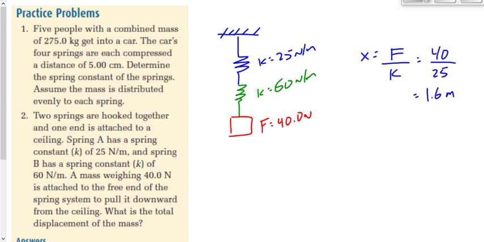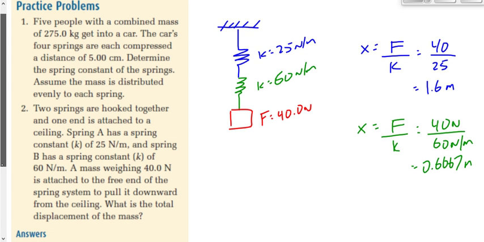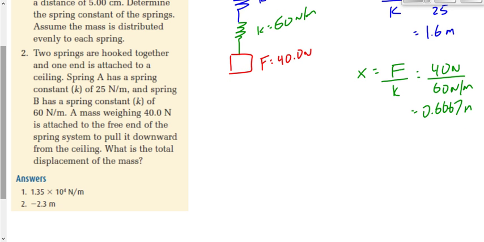And then we're going to say for the green one here, X is equal to F over K. F would be still 40 newtons divided by K, which is 60 newtons per meter. That's going to give me 0.6667 meters. And then what are we going to do when we have to find the combined displacement?